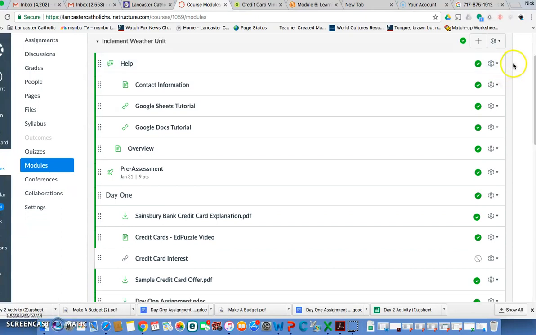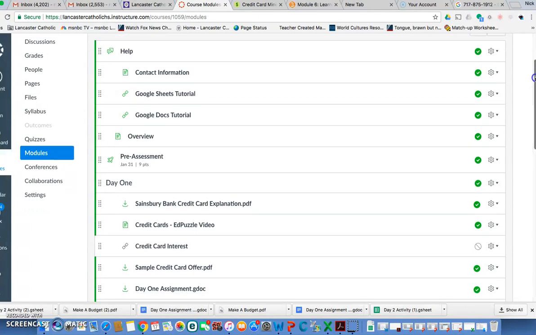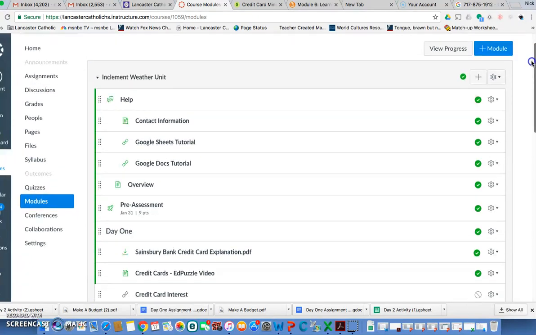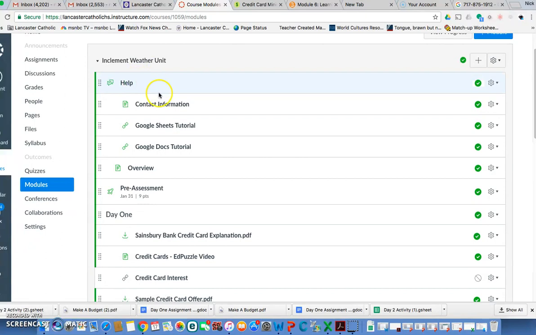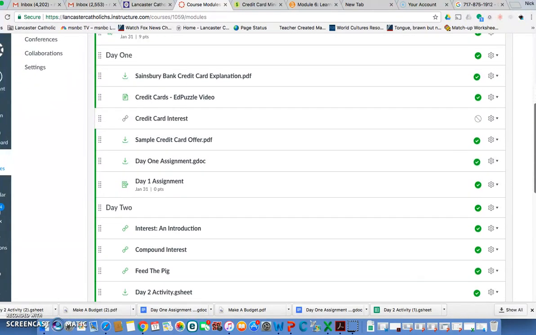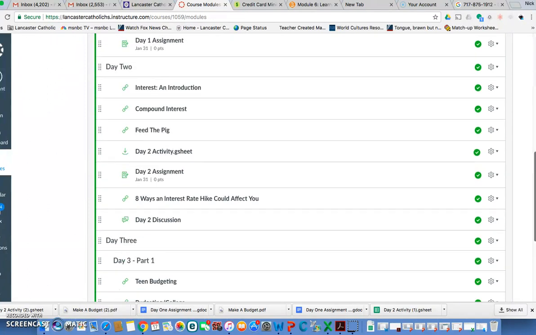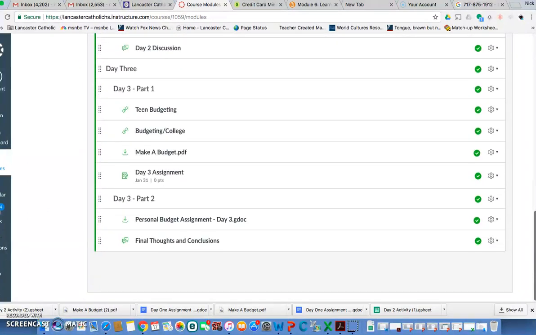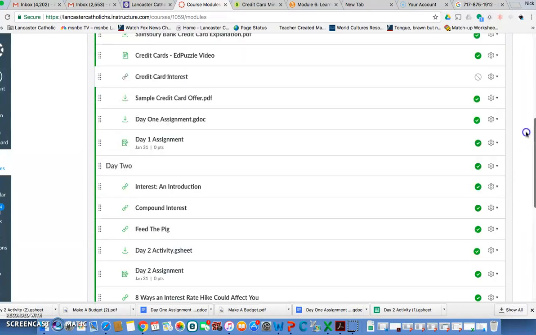The first part, if you look at the module view, has a breakdown of everything from the help section, contact information, tutorials, my overview, my pre-assessment, and then I have it broken down into day one, day two, and all the resources for day one, day two, day three, which I actually have split up into part one and two.